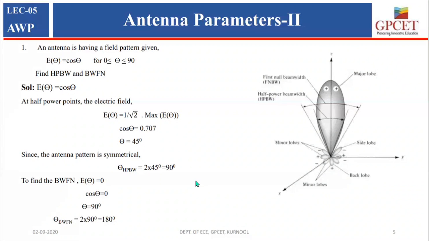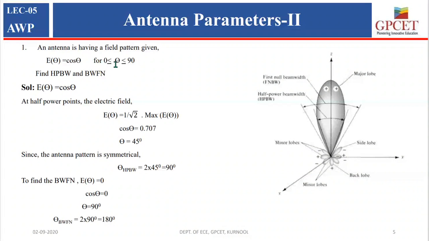Okay, look, listen carefully. So the given problem is like this: an antenna is having the field pattern given as E theta is equal to cos theta for theta lying between 0 to 90 degrees. Find the half power beam width and the beam width between the first nulls.